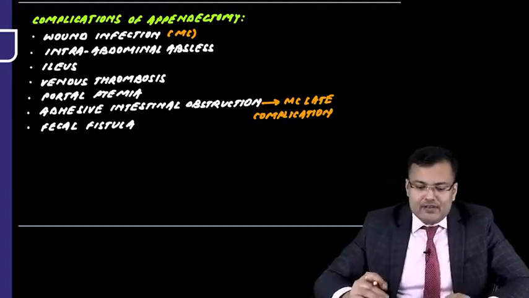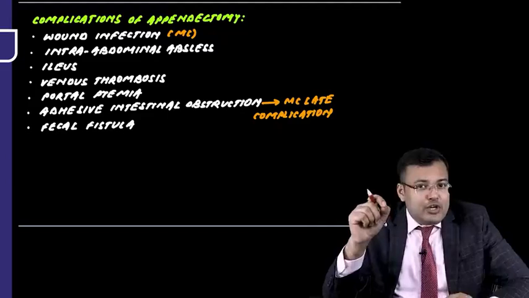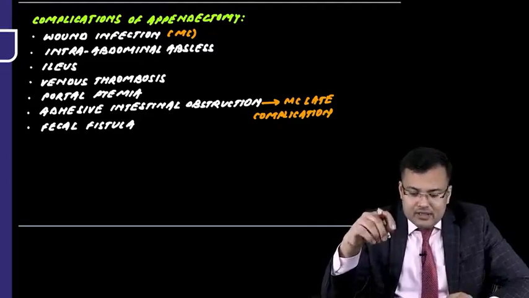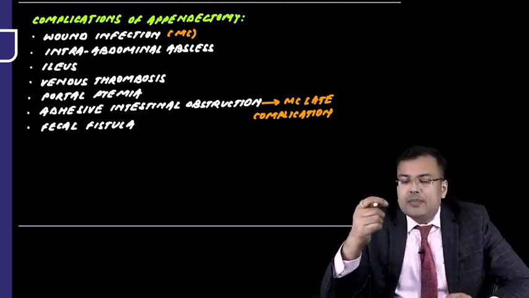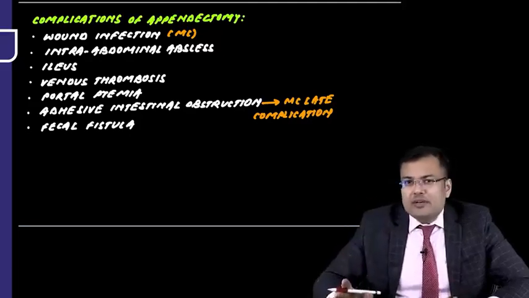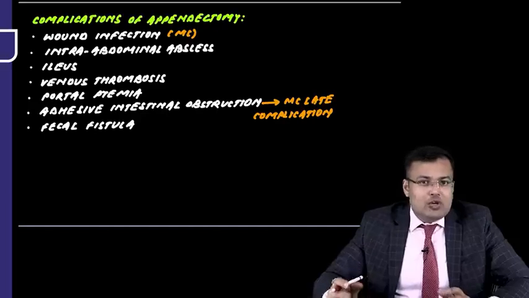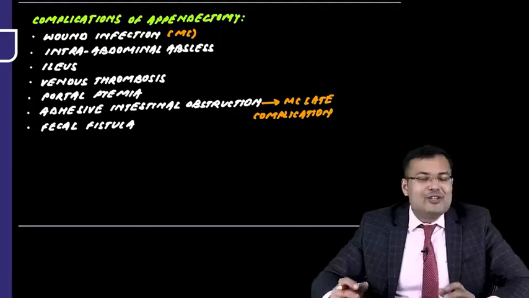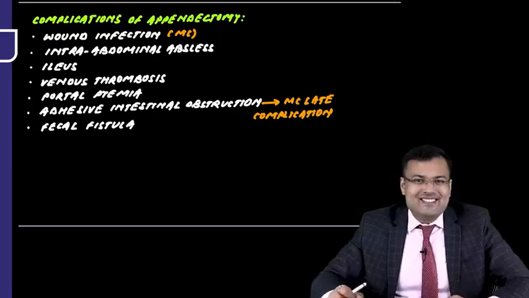What happens in fecal fistula? Whenever we injure the base of cecum, or sometimes from the appendicular stump there is leakage. So these are the complications. Most common is wound infection, and most common late complication is adhesive intestinal obstruction. So this is all about appendix.